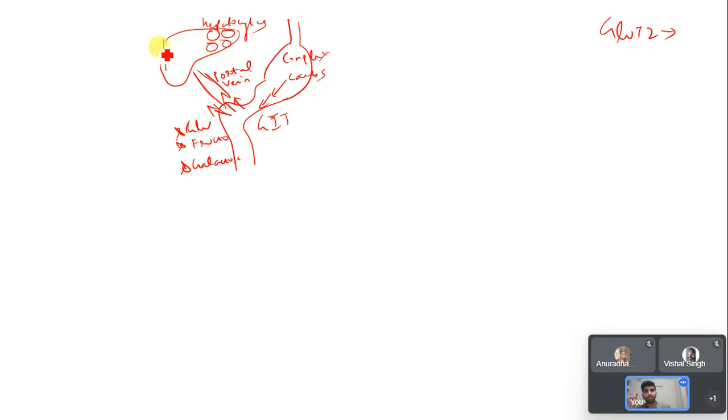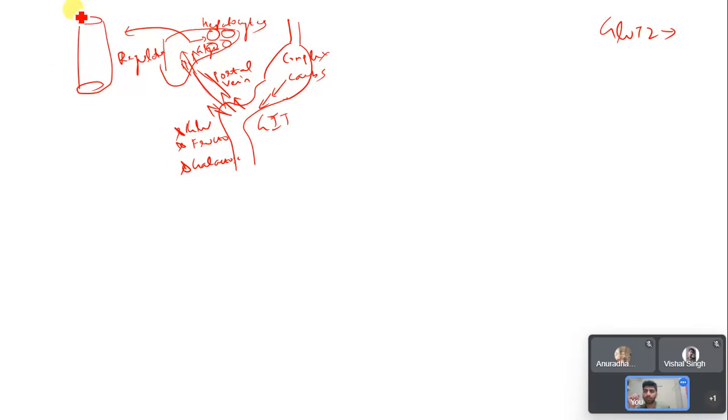The liver is the master regulator here. It regulates the intake and outtake, how much it should store and how much it should release into the blood. When glucose comes in, all three forms, glucose, fructose, and galactose, either get stored in glycogen form or are released into the blood vessels, into the vein.